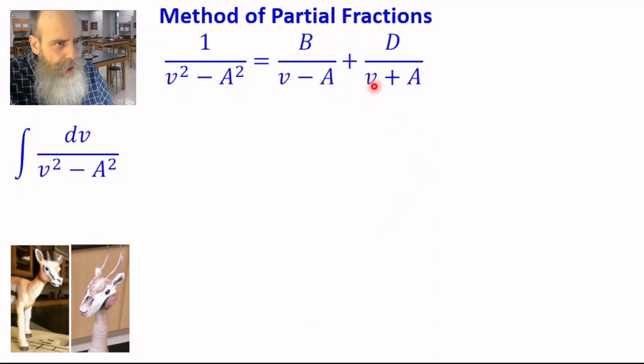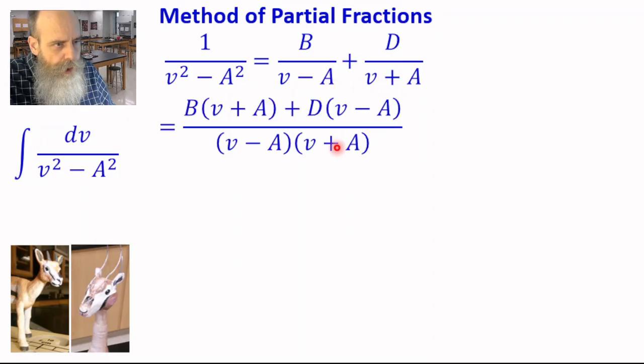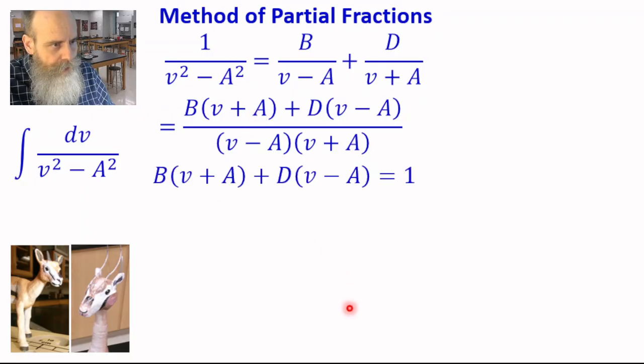On the right side, let's get a common denominator, which is v minus a times v plus a. So we get b times v plus a plus d times v minus a for the numerator. V minus a times v plus a is just v squared minus a squared. So the numerators of this and this must be equal to each other. So we have this: b times v plus a plus d times v minus a equals 1. We have to solve this equation for the constants b and d.